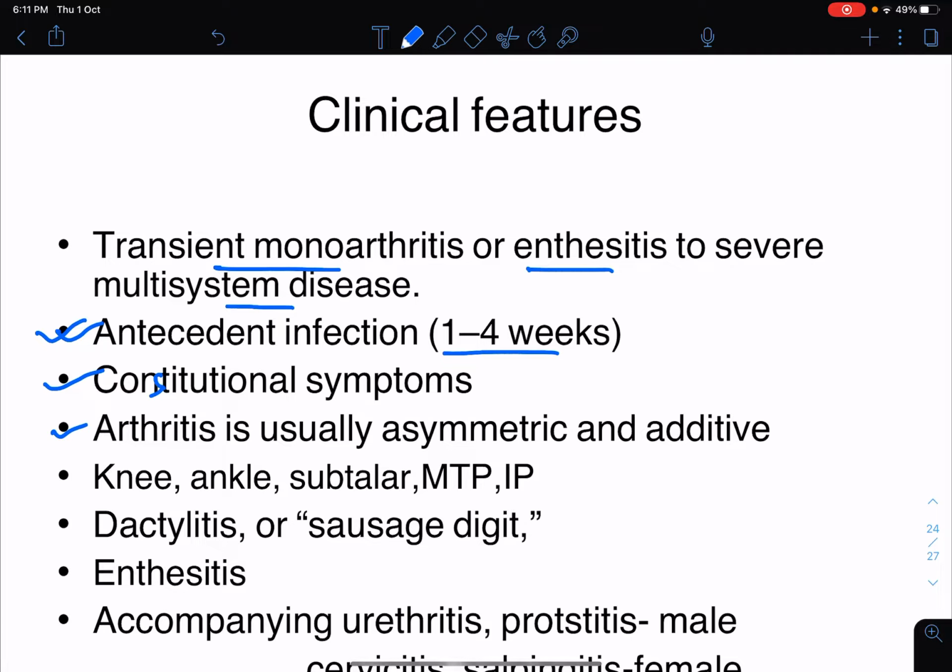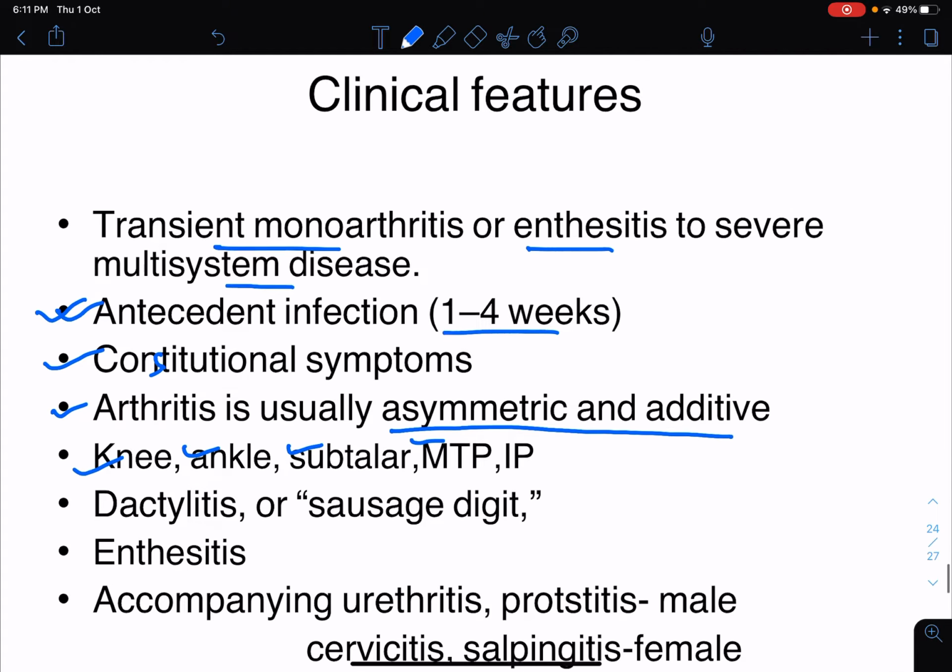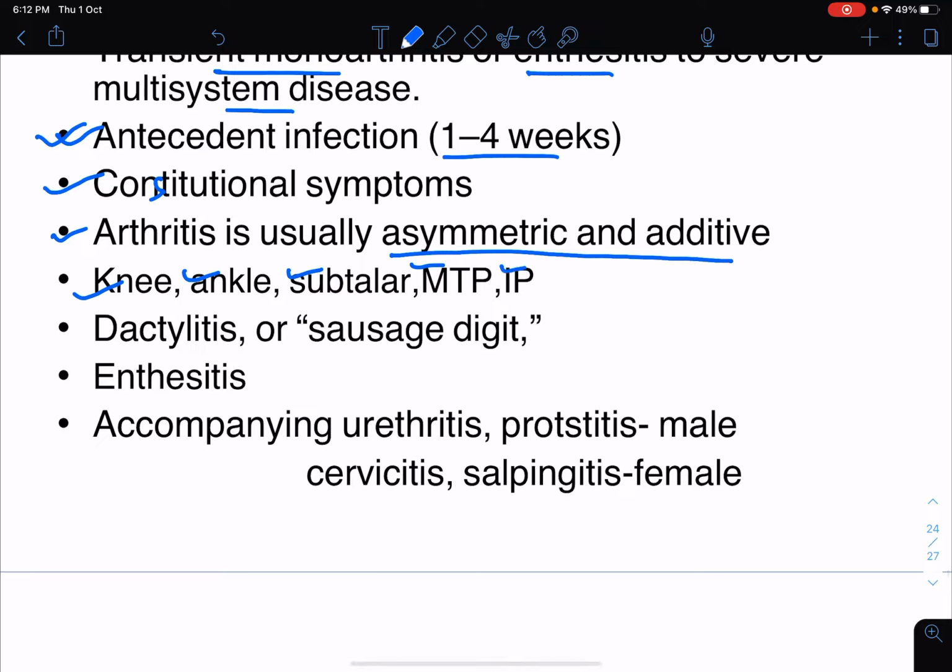Arthritis is usually asymmetric and usually additive. The common joints affected are knee, ankle, subtalar joint, metatarsophalangeal joints, and interphalangeal joints. And dactylitis or sausage digit is one of the common manifestations of reactive arthritis.